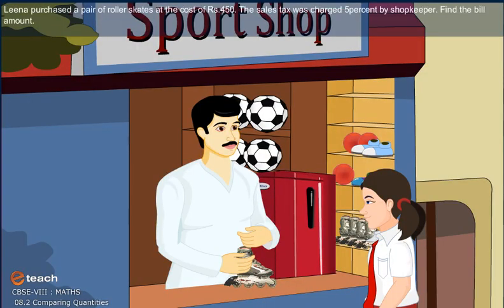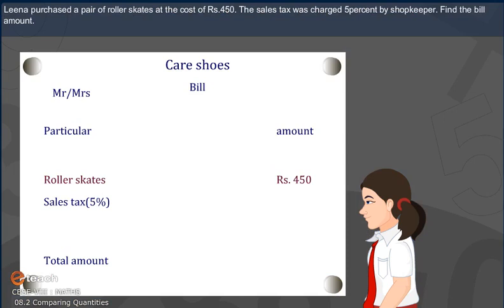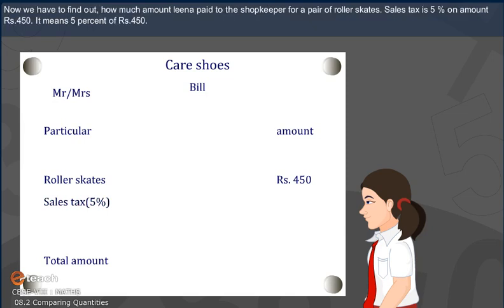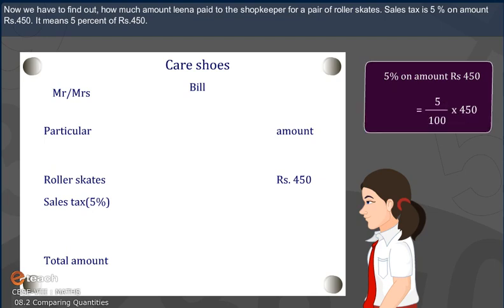Lena purchased a pair of roller skates at the cost of rupees 450. The sales tax was charged 5% by the shopkeeper. Now find the bill amount. Now we have to find out how much amount Lena paid to the shopkeeper for a pair of roller skates. Sales tax is 5% on amount rupees 450. It means 5% of rupees 450.